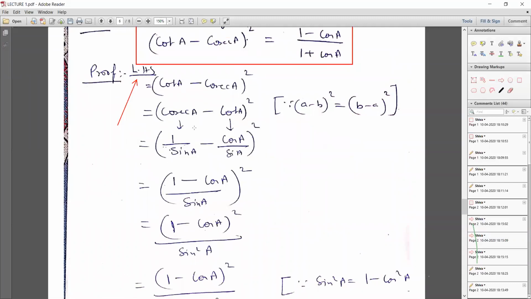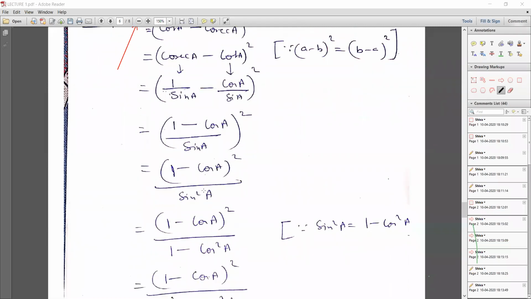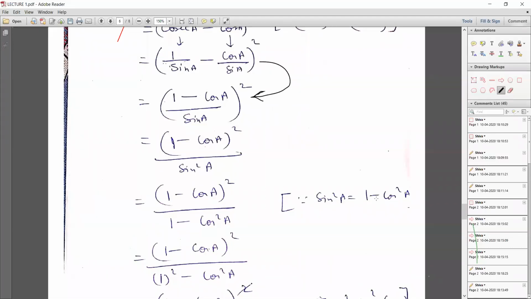So in place of cosec A, I have written 1 upon sin A, and minus cot A. In place of cot A, I have written cos A upon sin A. Because I told you in the beginning that whenever these types of ratios are given, you have to apply the simple values. Now, 1 upon sin A minus cos A upon sin A. I am just solving the bracket. So sin A is the common LCM. 1 minus cos A in the numerator and whole square of this. (1 minus cos A) whole square upon sin square A.